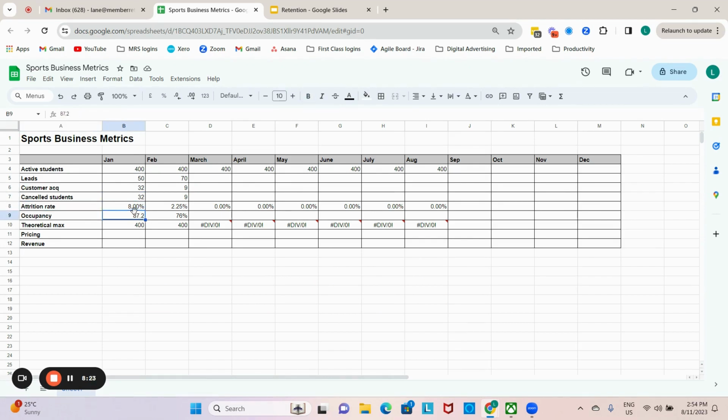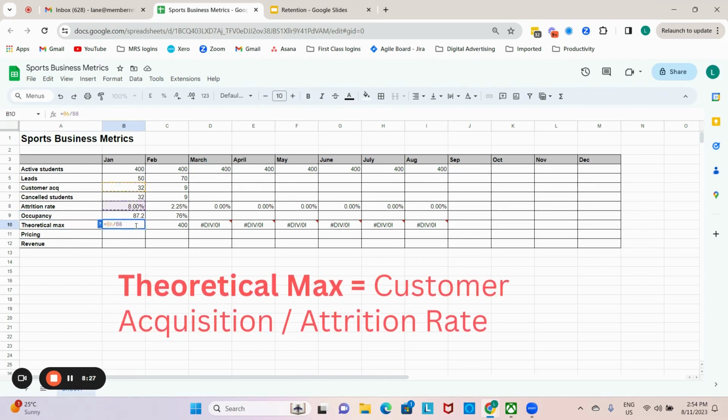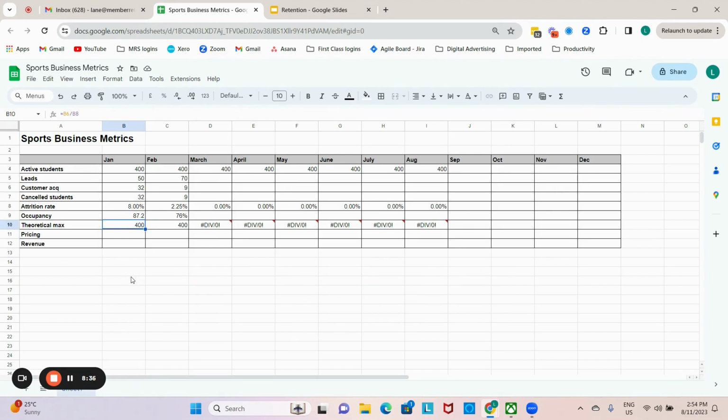And you'll find that the theoretical max here is the combination of those two numbers. So our customer acquisition, 32, divided by 8%. So our max here is 400. So interestingly, if we bump this up, let's say we lose 40 and our attrition goes to 10%, look what happens to our theoretical max. It goes down to 320.